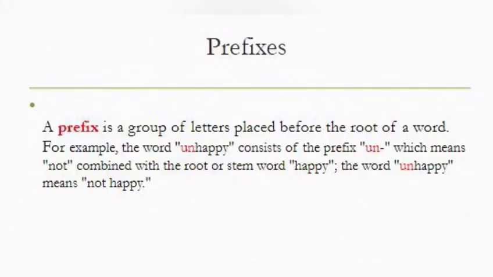Now let's talk about prefixes. A prefix is a group of letters placed before the root of a word. For example, the word unhappy consists of the prefix un, which means not, combined with the root or stem word, which is happy. The word unhappy means not happy.